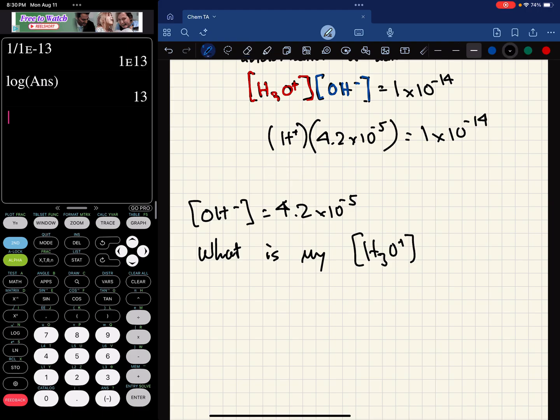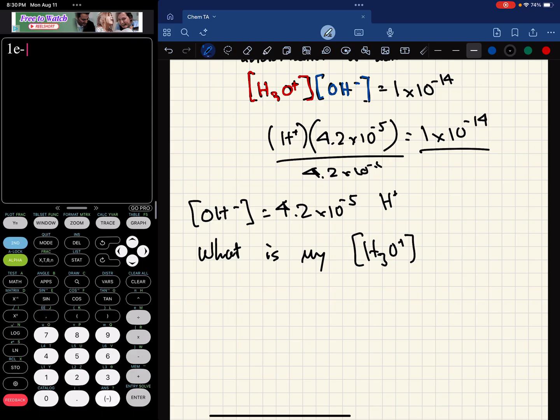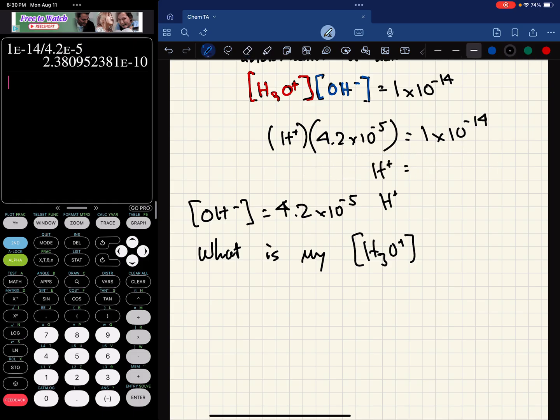So what do you do to solve this? Well, you just divide on both sides, and then you get your H plus concentration. So let's do that quick. 1E negative 14 divided by 4.2E negative 5. And what does that get me? My H plus concentration is 2.38 times 10 to the negative 10. Cool, so I found my H plus.